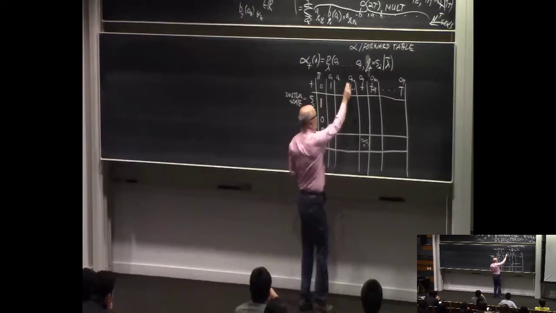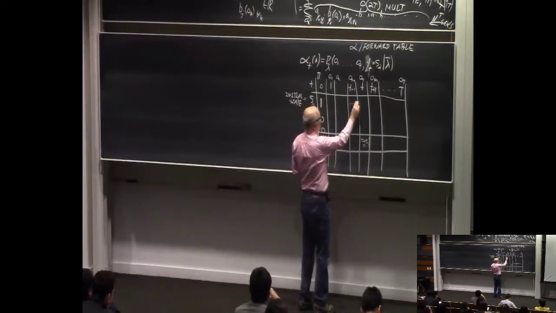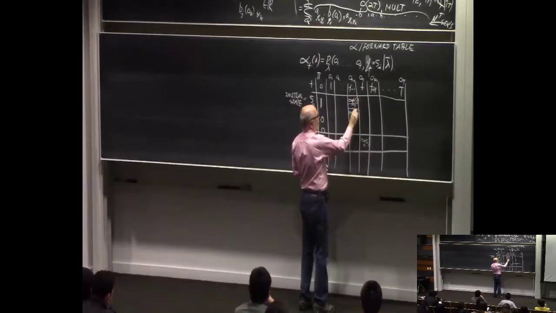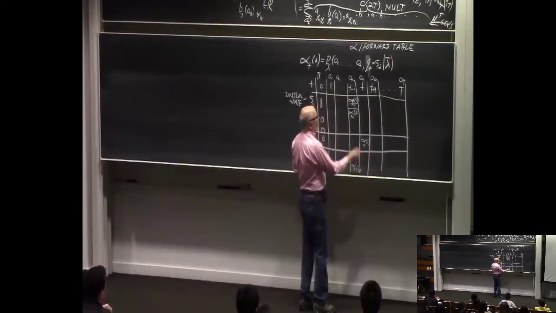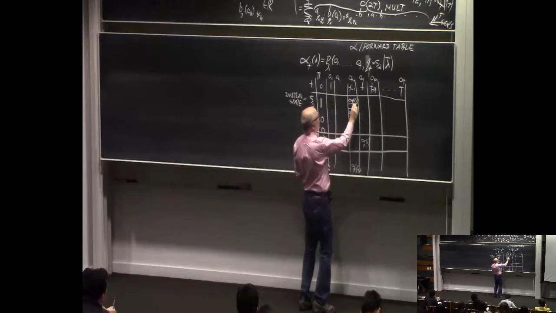So I could have been here, and this is alpha sub t minus 1 of state 1, or alpha sub t minus 1 of state 2, all the way to alpha sub t minus 1 of state n. I'm sorry, this is state 0, not 1. So 0, 1.